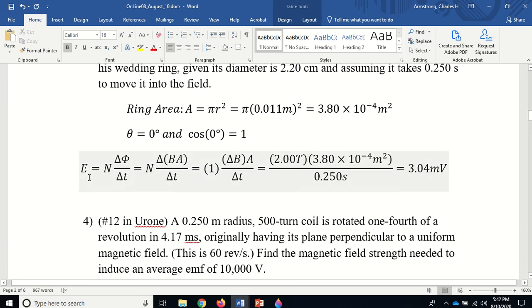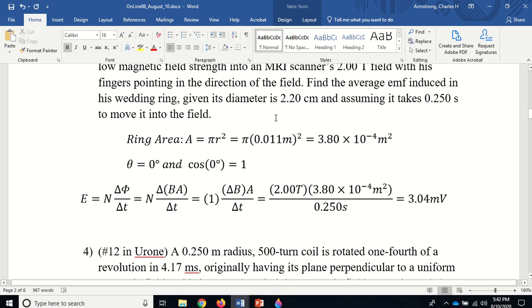All right, so we pull out this equation. This is supposed to be the EMF induced. Now I've got it as an E. Number of turns, change in the flux over change in time. Well, we know that the flux is going to be equal to BA cosine theta, but cosine of theta is 1, so we just have to worry about the BA over change in time. The only thing that's changing up here is the magnetic field.